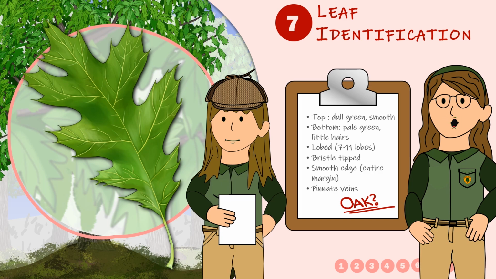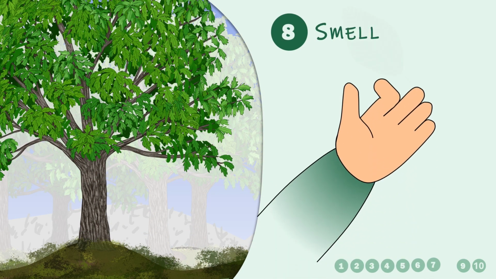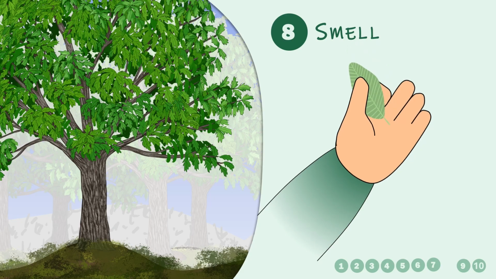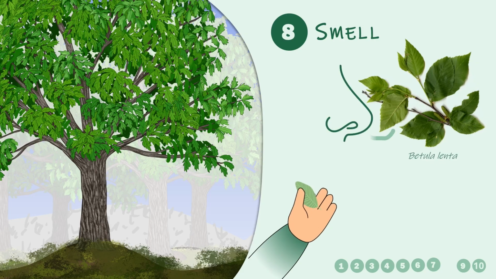We'll leave the final identification until after we get through the next 3 clues. Here's a fun clue. Some species have very specific aromas that you can smell by crushing a leaf or scratching at a small twig. Because these smells can be so distinctive, they are a helpful identifier. For example, the twigs of Betula lenta, black birch or sweet birch, smell like spearmint gum when a little bit of the thin bark is scratched off. This clue helps to separate it from other look-alike species.